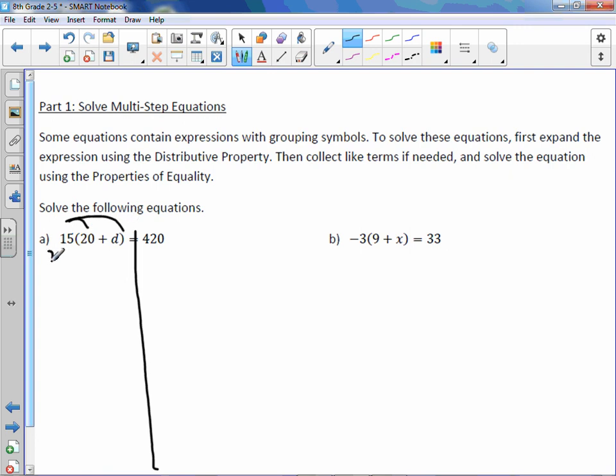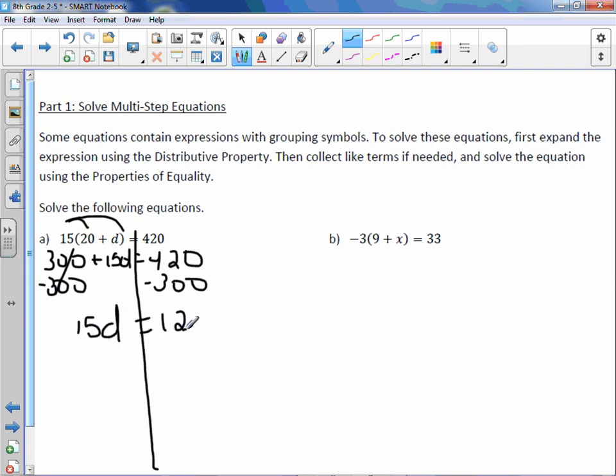15 times 20 is 300. Plus 15 times d is just 15d. And bring down the equals 420. Solve like a normal two-step equation. Subtract 300 from both sides. We are left with 15d equals 120. Divide both sides by 15, and we get d equals 8.